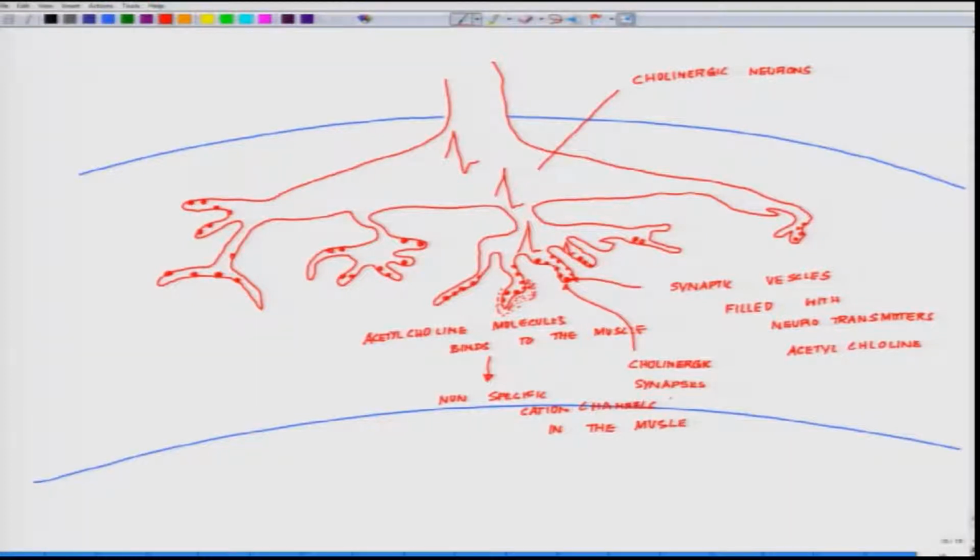So, if you go back a little bit, there is an action potential at the cholinergic synapse. These acetylcholine molecules are then secreted at the cholinergic synapse. They bind to the muscle. Non-specific cation channels are opened in the muscle. Fair enough?